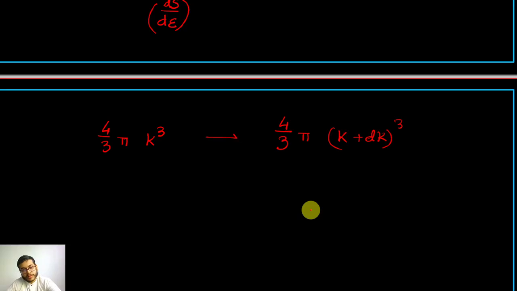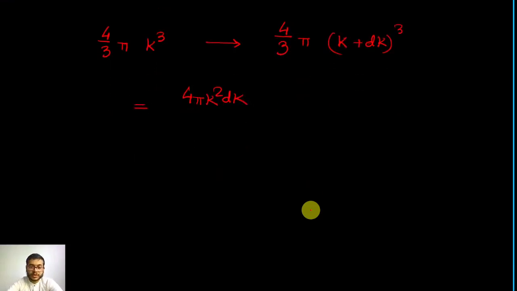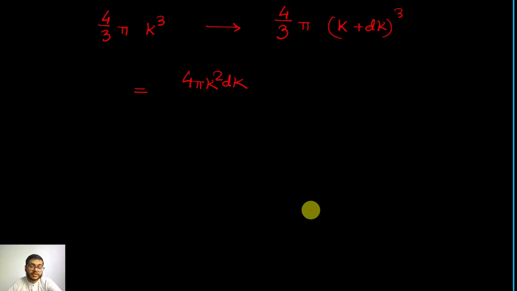So the volume was 4 pi by 3 k cube. Now the volume has become 4 pi by 3 (k plus dk) cube. So what was the increase in volume? 4 pi k square dk. That was the increase in volume. So how many electrons are there now? So dq is equal to this.